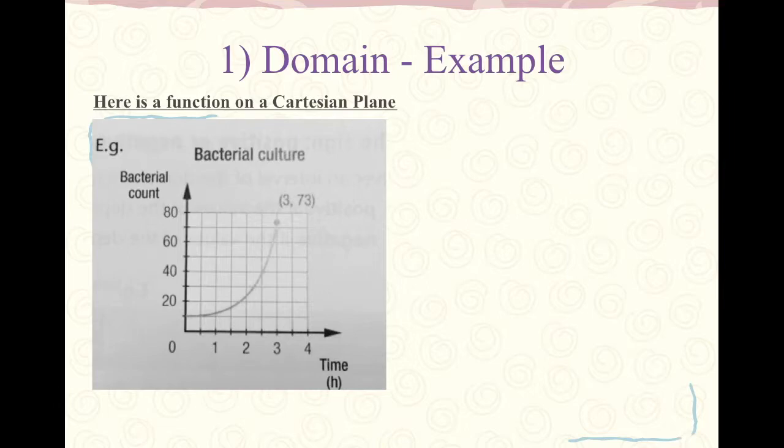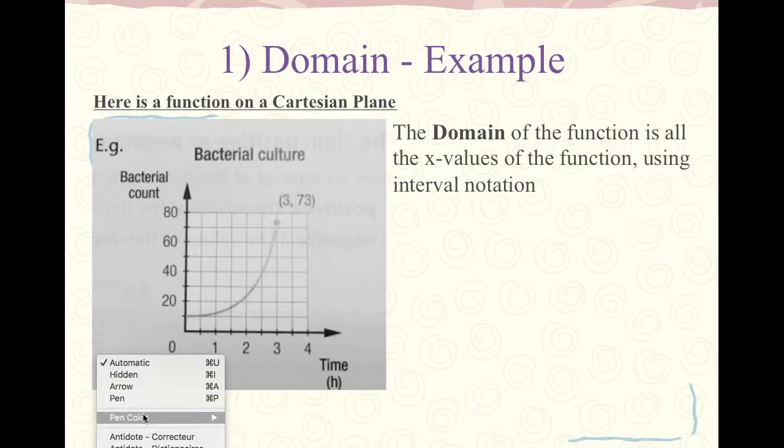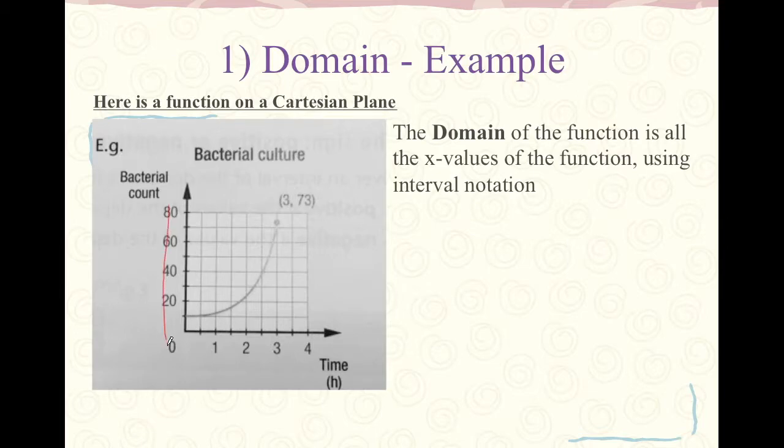So here's a function on our Cartesian plane, and all these properties you need to identify using a Cartesian plane, not table of values. You will be given a Cartesian plane. So here's a function. The domain of the function is all the x values of the function using interval notation. So if you're looking at this graph here, assume it starts here and it just goes up here. So we don't care about these right now. Let's see if this pen works. This here we don't care about, so we're just going to hide it for now.